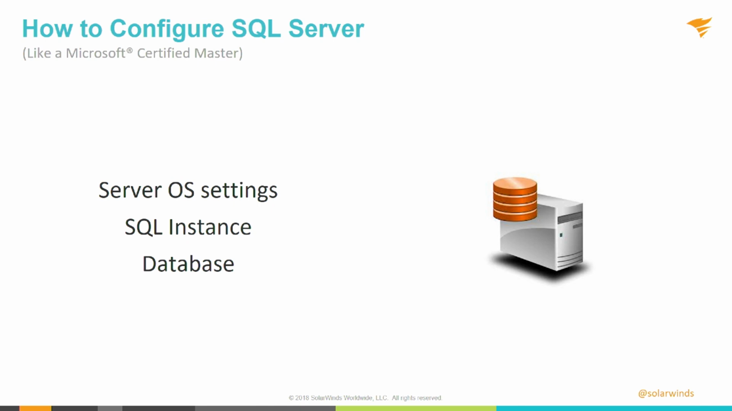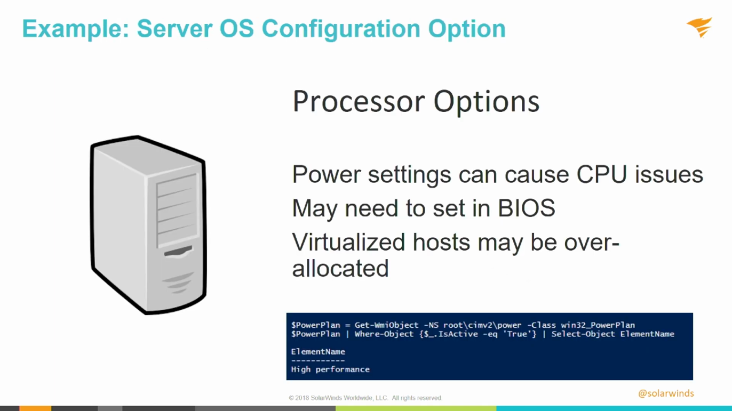I configure, and I broke it down to 3 sections. I said operating system, instance level, and database level. So 3 layers to consider when you're going through what would maybe be considered default configurations, or at least configuration options. So 1, processor options. I'm just going to run through a couple of examples, and I'm going to show you a quick demo of a tool that we have.